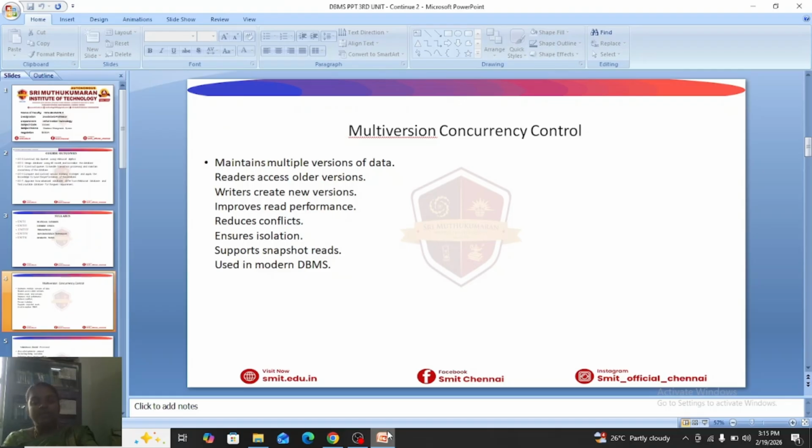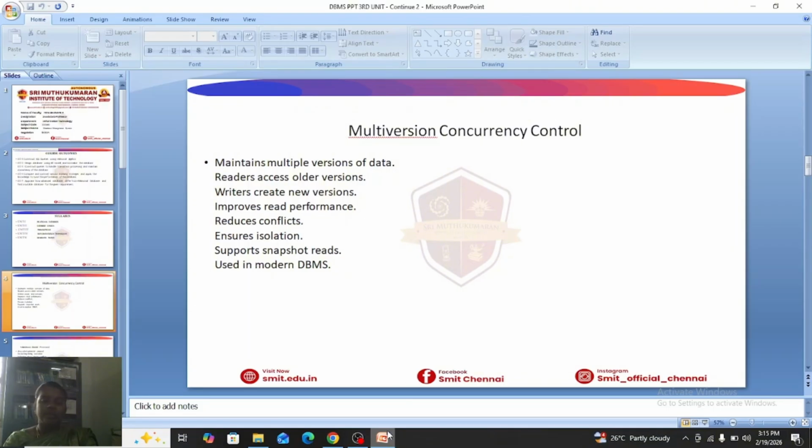We have garbage collection in multi-version concurrency control. Old versions are removed when no active transaction needs them. In PostgreSQL, this is handled by vacuum.